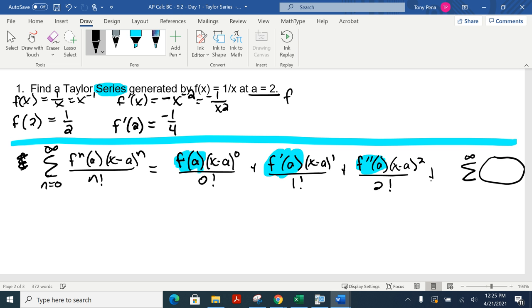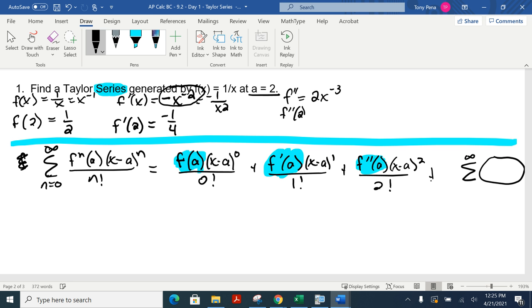We need a second derivative. How far did I go here? We definitely need the second derivative. I think I went to the third. So let's do our second derivative. Do it with this version. So that's now positive 2x to the negative 3.